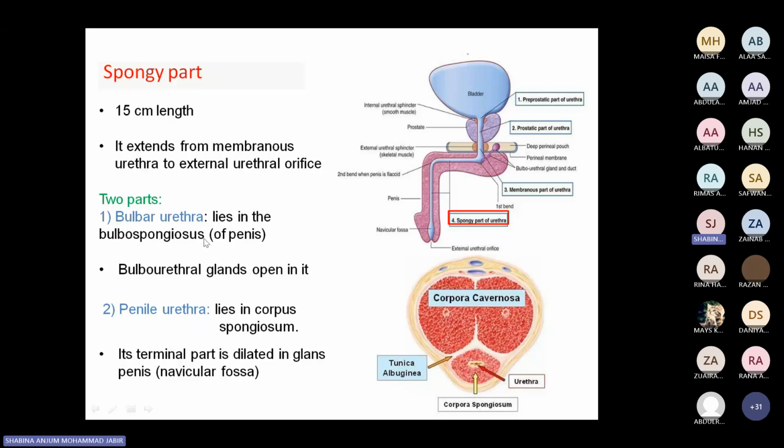If you remember, in the perineum you studied the corpus spongiosum and bulbospongiosus. So this is the corpus cavernosus and this is the corpus spongiosum. The corpus spongiosum has the opening of the urethra. Then we have the penile urethra. Its terminal part here, you can see, is dilated in the glans penis, called the navicular fossa.